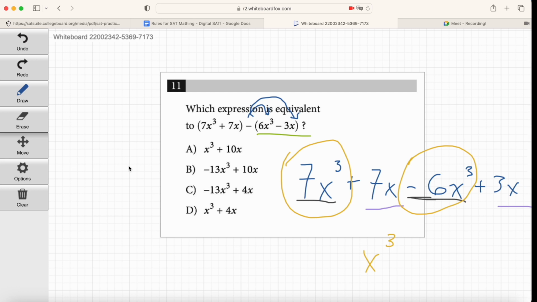And then let's combine these other 2 terms. We've got positive 7x and positive 3x. What do we get there when we combine those? 10x. Plus 10x. What's the right answer? The right answer is A. It's A.